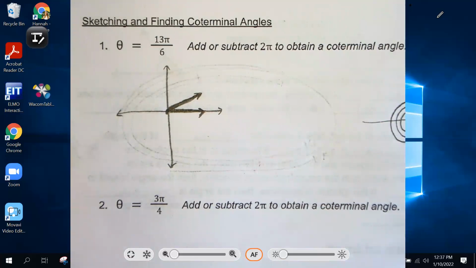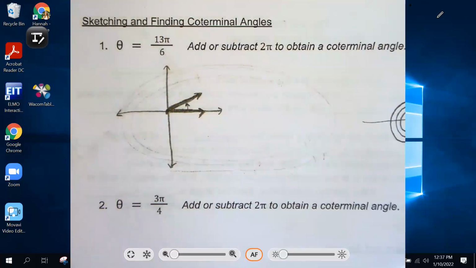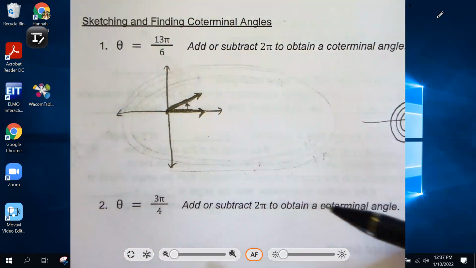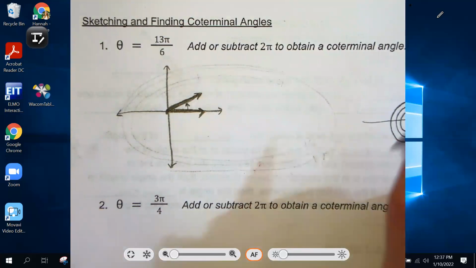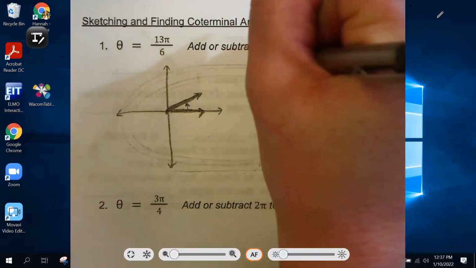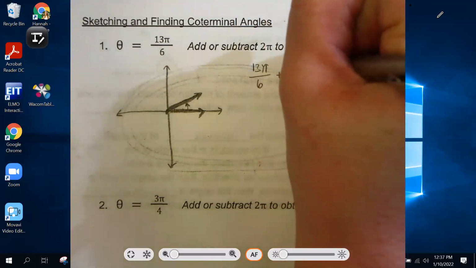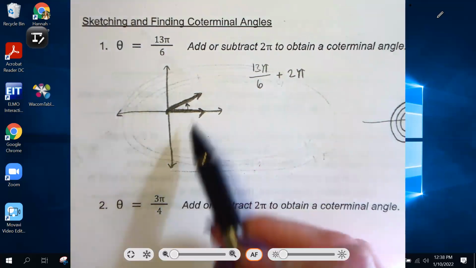Okay, so if this angle measure is 13 pi over 6, add or subtract 2 pi to obtain a coterminal angle. So let's do one in both directions. We've got 13 pi over 6. We're going to add 2 pi. We'll do that first, and then we'll do one where we subtract 2 pi.